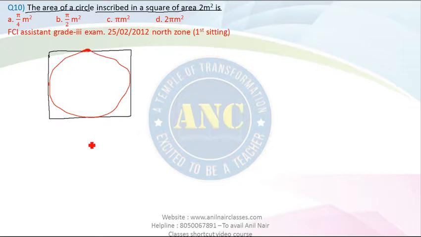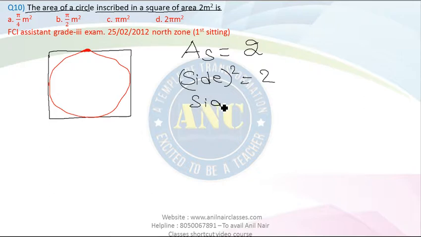In earlier cases the side of the square was given. Now the area of the square is given. Area of the square is nothing but 2. Area of the square in general is nothing but side square. Side square is nothing but 2. That means side is nothing but how much? Side is nothing but root 2. That means this particular side value is root 2.